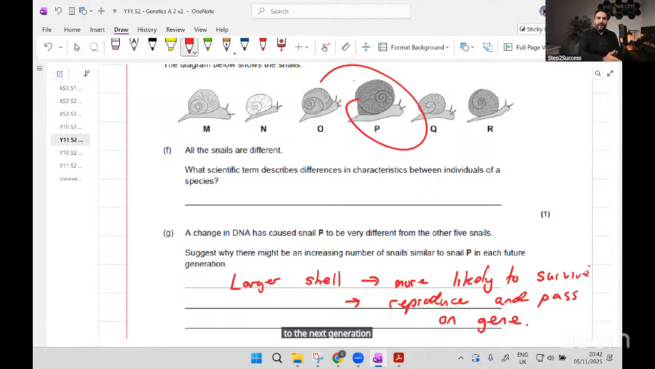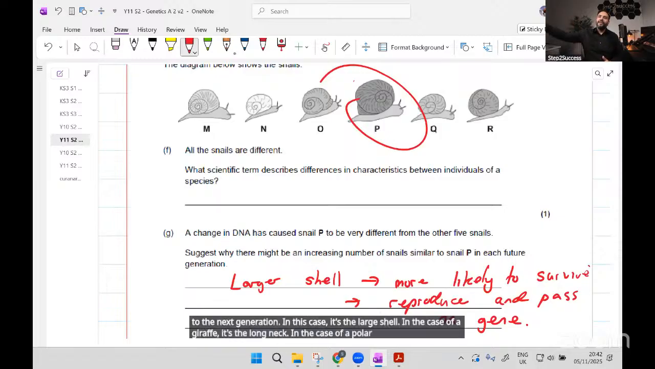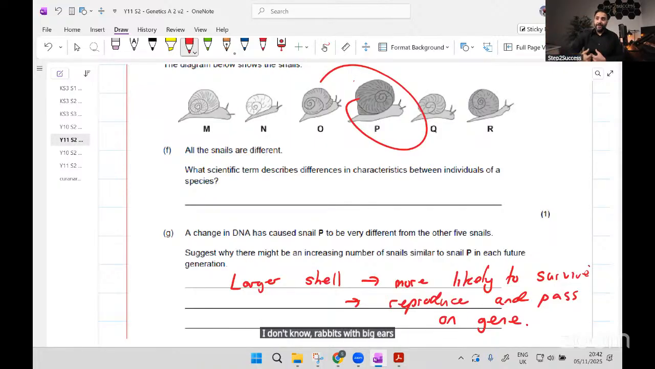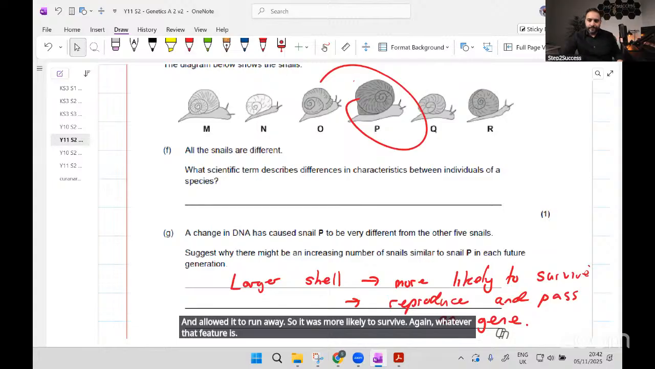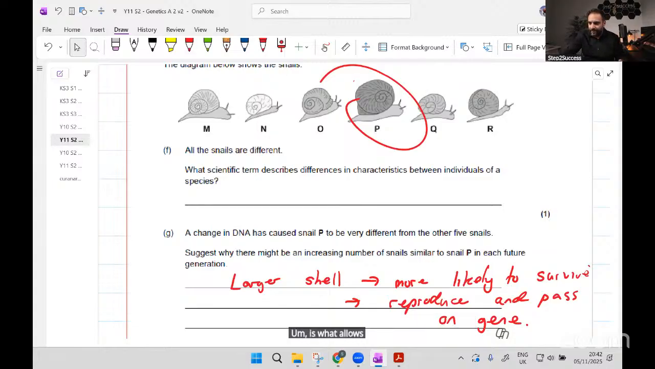In this case, it's the large shell. In the case of a giraffe, it's a long neck. In the case of a polar bear, it's the white fur. In the case of, I don't know, rabbits with big ears, it's big ears that allowed it to hear danger coming and allowed it to run away. So it was more likely to survive. Again, whatever that feature is, it's what allows it to survive. Okay, right. Presumably that answers those questions.